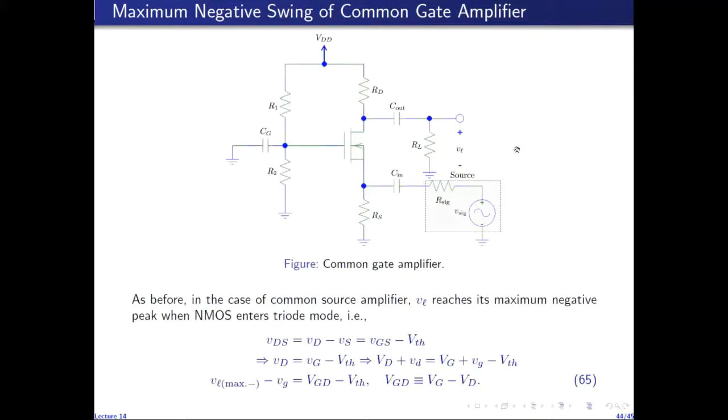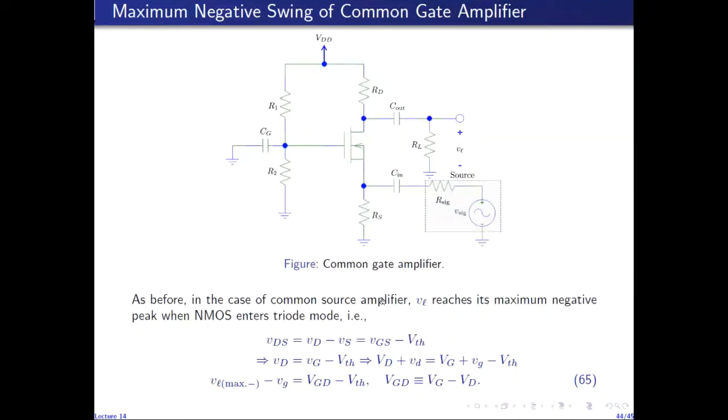So VL attains its maximum negative value when the transistor enters the triode mode. That is when VDS equals the overdrive voltage. So VDS is VD minus VS, VGS is VG minus VS, VS gets cancelled out, and we get VD equal to VG minus V threshold. VD has DC and AC components, VG has DC and AC components. The AC component of VD is VL, which under this condition is denoted by VL maximum negative. We take the small vg, which is the AC component of the gate voltage, to the other side, so it becomes minus vg. We take capital VD to the other side, and capital VG minus capital VD is denoted as VGD, and then we have this as the minus V threshold voltage.